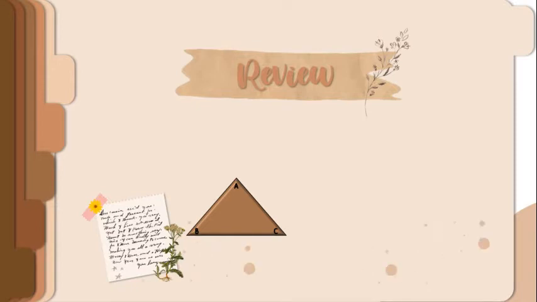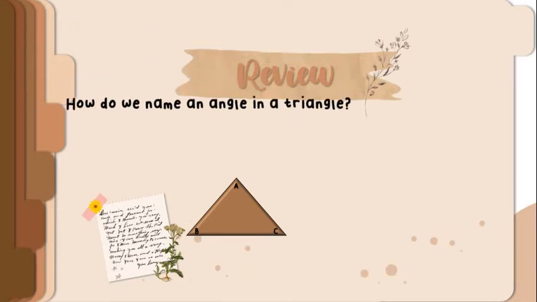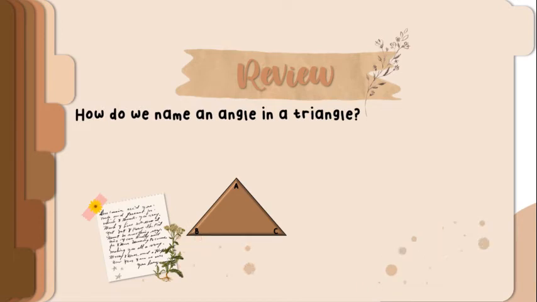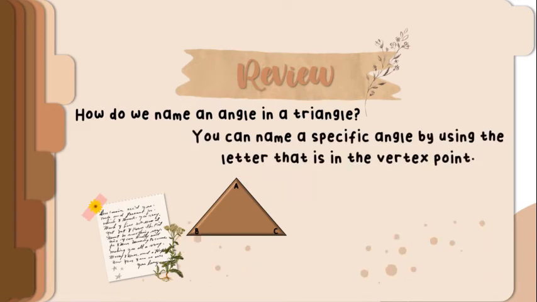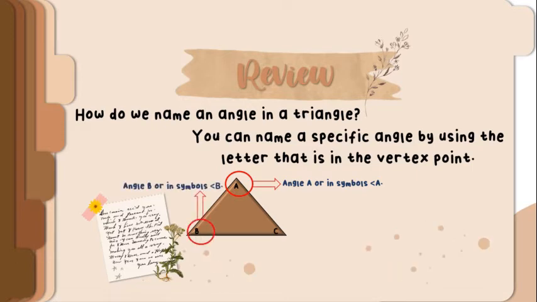The third question is, how do we name an angle in a triangle? You can name a specific angle by using the letter that is in the vertex point. In this figure, we have 3 vertices and 3 letters in it, and we use them in naming. Now we have angle A, angle B, and angle C.